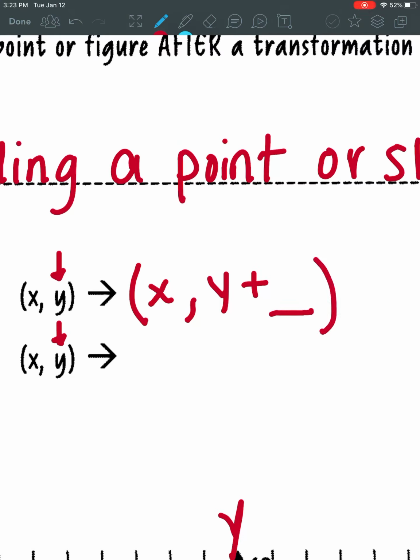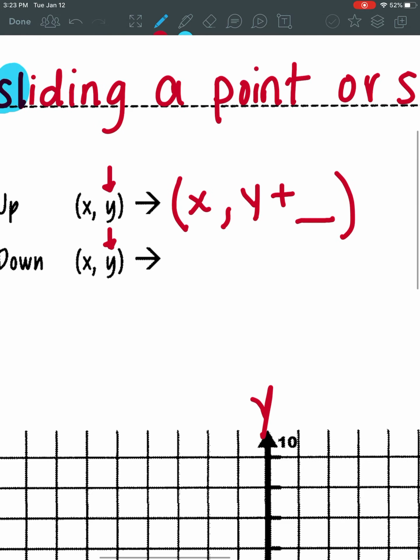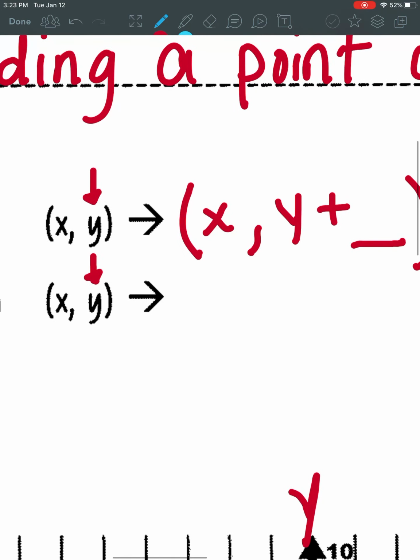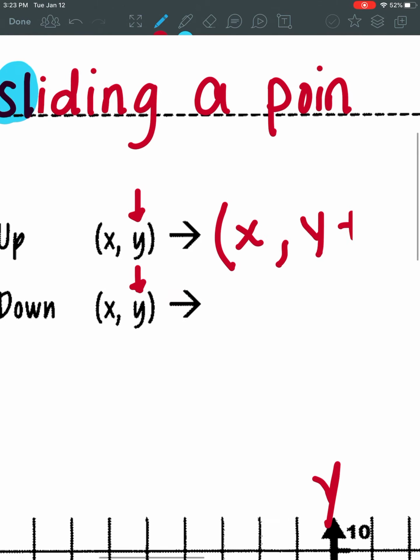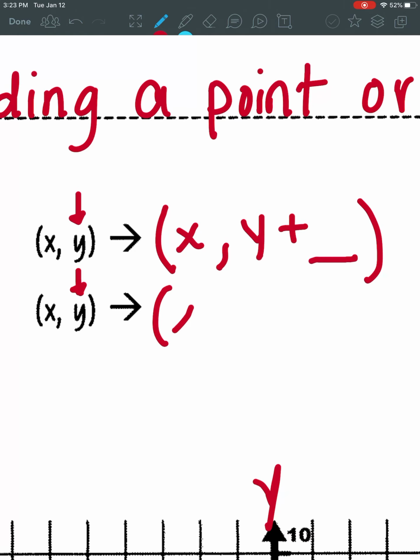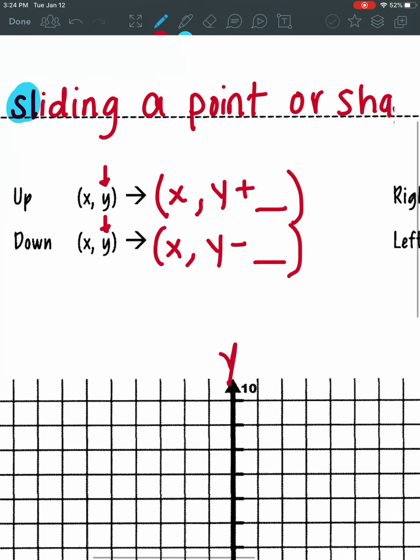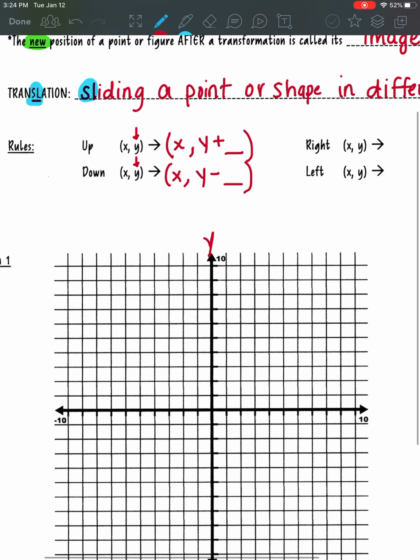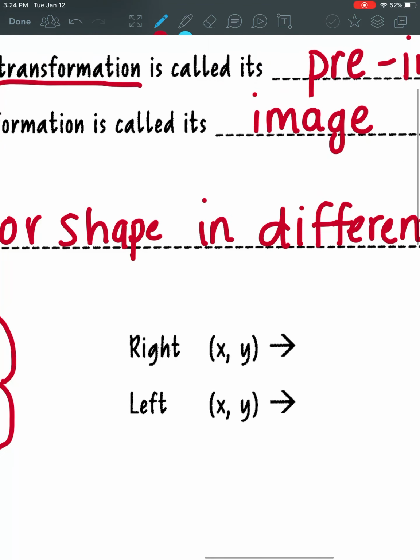So I'm going to leave kind of an empty space here, because it depends. If I want to move my shape up 3, well, then we'd add 3. If I want to move my shape up 12, well, then we'd add 12. So that blank there changes depending on how many spaces we're moving up or down. Okay, same thing then with the down, but instead of adding, we're going to subtract. So the x coordinate stays how it is if we're just moving it down. But then the y value will be minus, and then again, some number, however many places we are moving it up or down, okay?